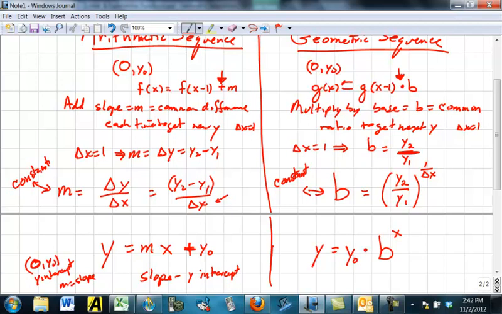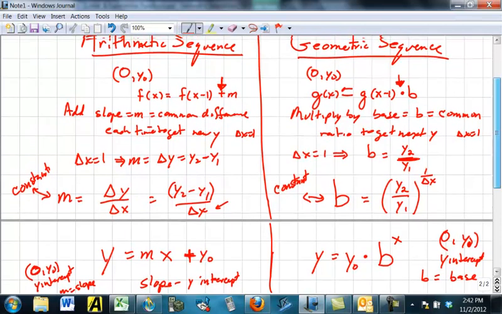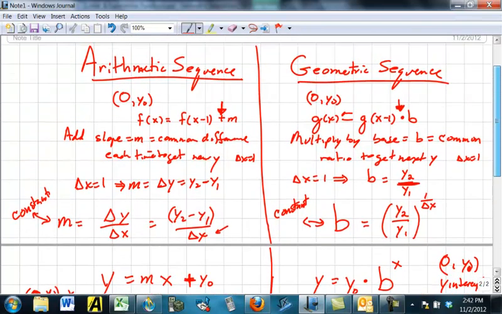And over here we have repeated addition is multiplication. On the geometric, where we have repeated multiplication, it's an exponent. And again, y0 is the y-intercept. Okay, and b is the base, which is our common ratio. It's what we're multiplying by each time if delta x is 1, whereas the slope is what we're adding each time. So you can kind of see a parallel here between arithmetic sequences and geometric sequences.